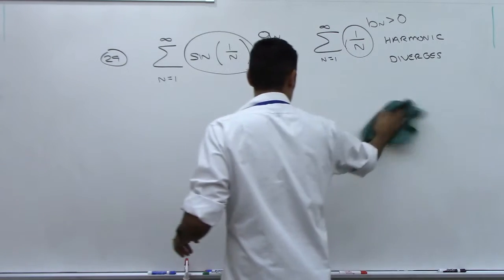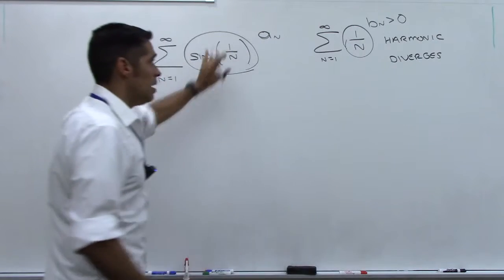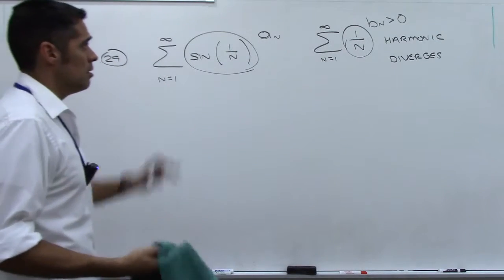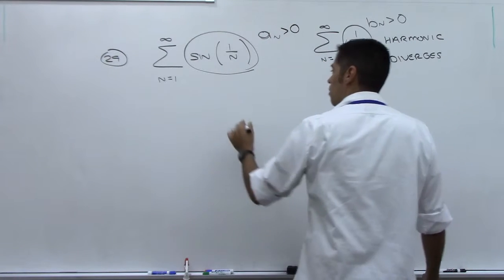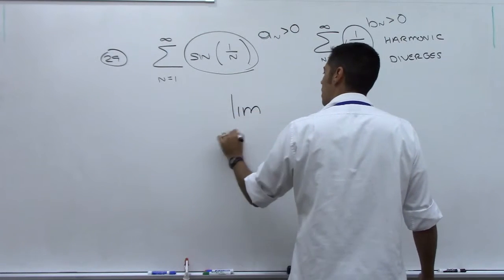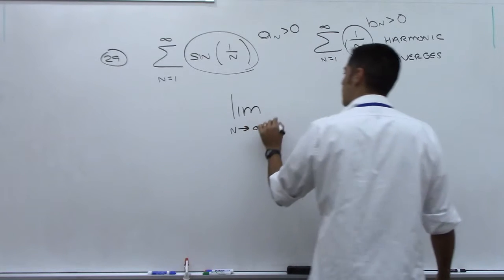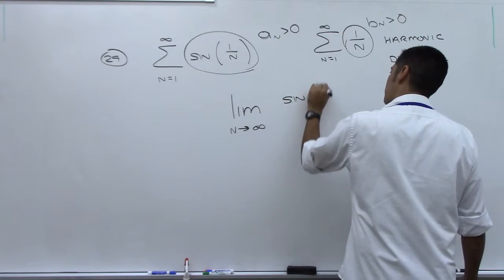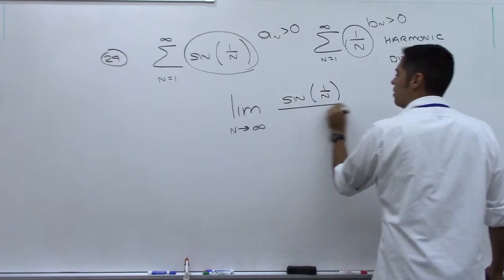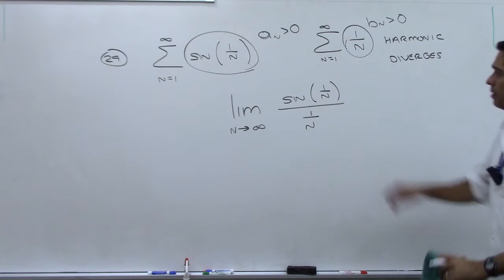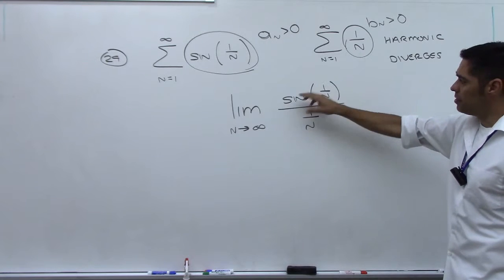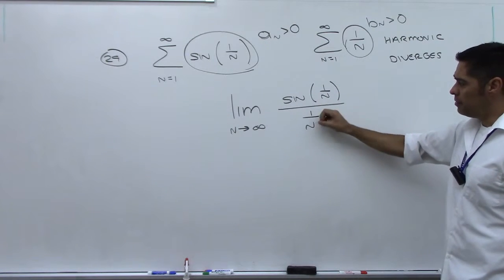All right, that was an important thing to remember, that these have to be positive numbers, or they could be 0 also. But so this is true. So I'm going to take the limit as n goes to infinity of the a sub n over the b sub n. And when I do that, 1 over infinity goes to 0, sine of 0 is 0. 1 over infinity goes to 0, I get 0 over 0.